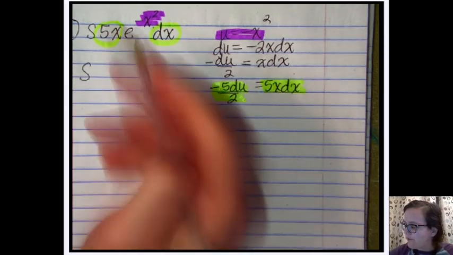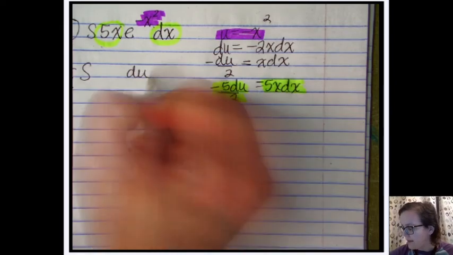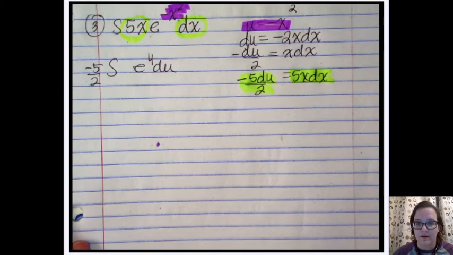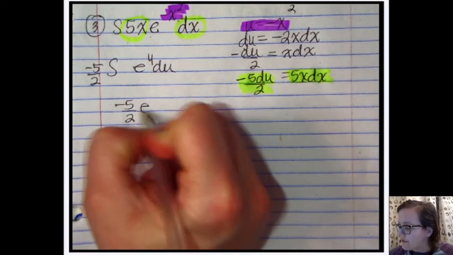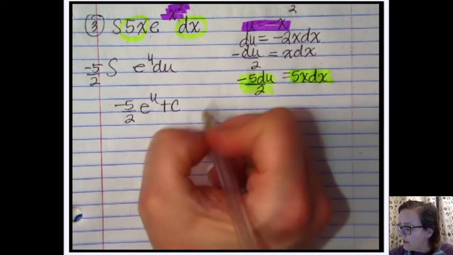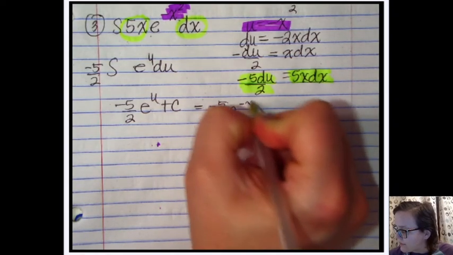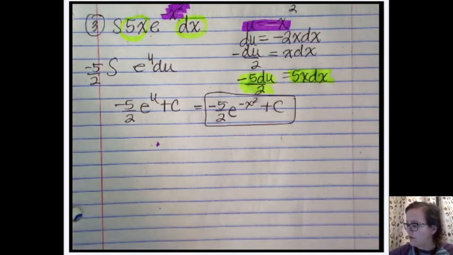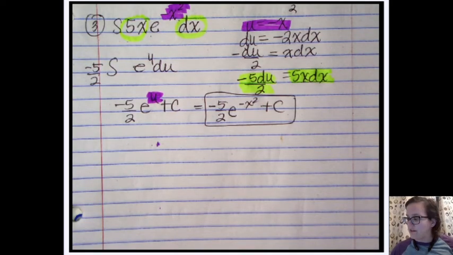So let's go replace. 5x dx is negative 5 halves du. And then I have e to the u. Okay? So now if we integrate that, I have negative 5 halves e to the u plus c, which means I get negative 5 halves e to the negative x squared plus c as my final answer. Okay? Because I have u, and then I just went back in and plugged in for u.